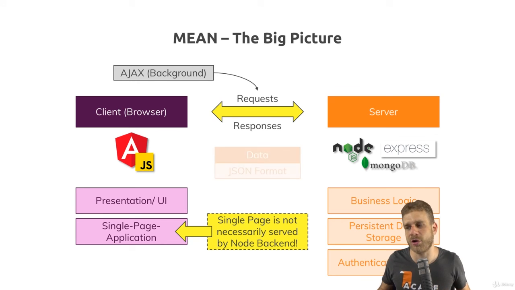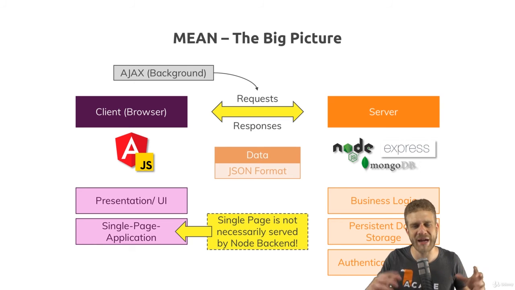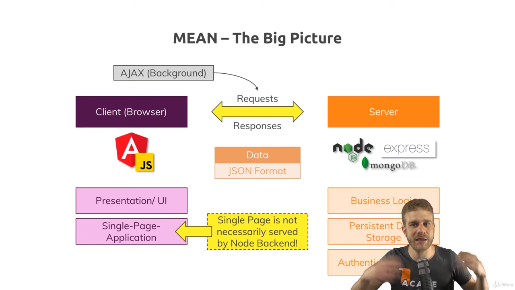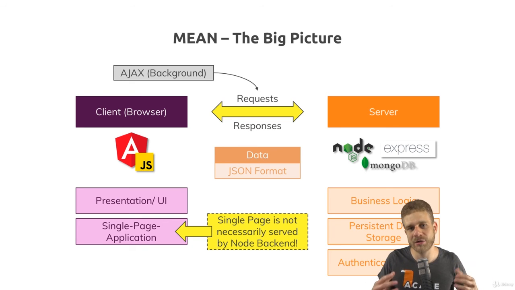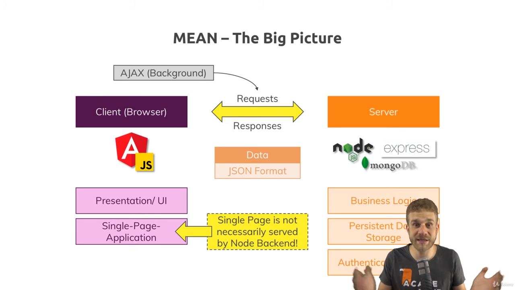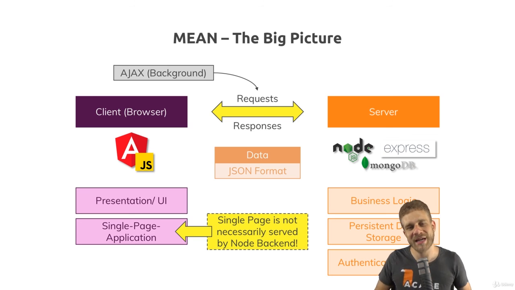Instead, what we get is so-called JSON data. That's a data format that's really efficient for encoding data like a list of posts. And you will see how it looks in this course. This is the big picture. This is how the MEAN stack works, and this is exactly what we will implement in this course.